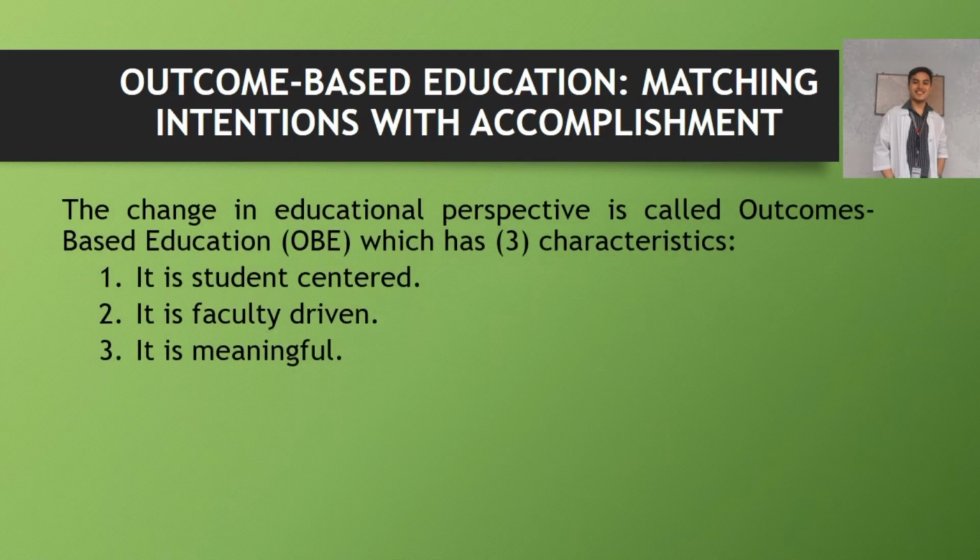So part 1 of my discussion will be about outcomes-based education, matching intentions with accomplishment. So the change in educational perspective is called outcomes-based education, or the OBE, which has 3 characteristics. The first one is that it is student-centered. So it places the students at the center of the process by focusing on student learning outcomes, or the SLO.